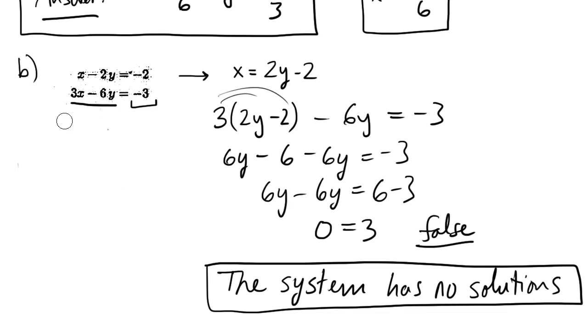But really, if you just proceed in good faith that it's going to work out fine, and then you end up with something weird like this, 0 equals 3, it's obviously false, then you're allowed to conclude that this system has no solutions. So that completes this one.